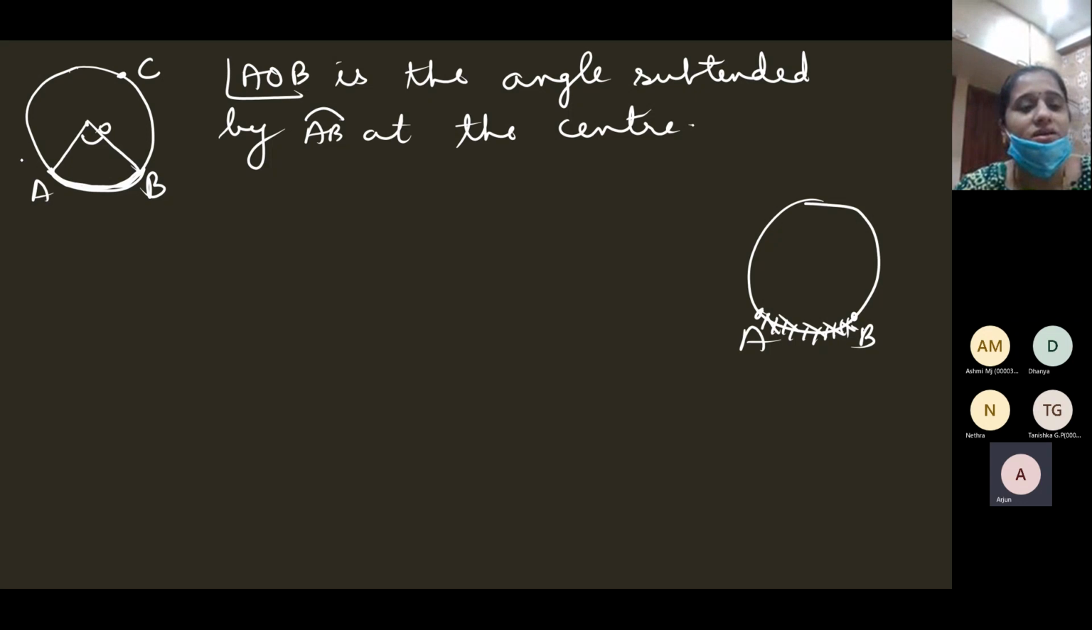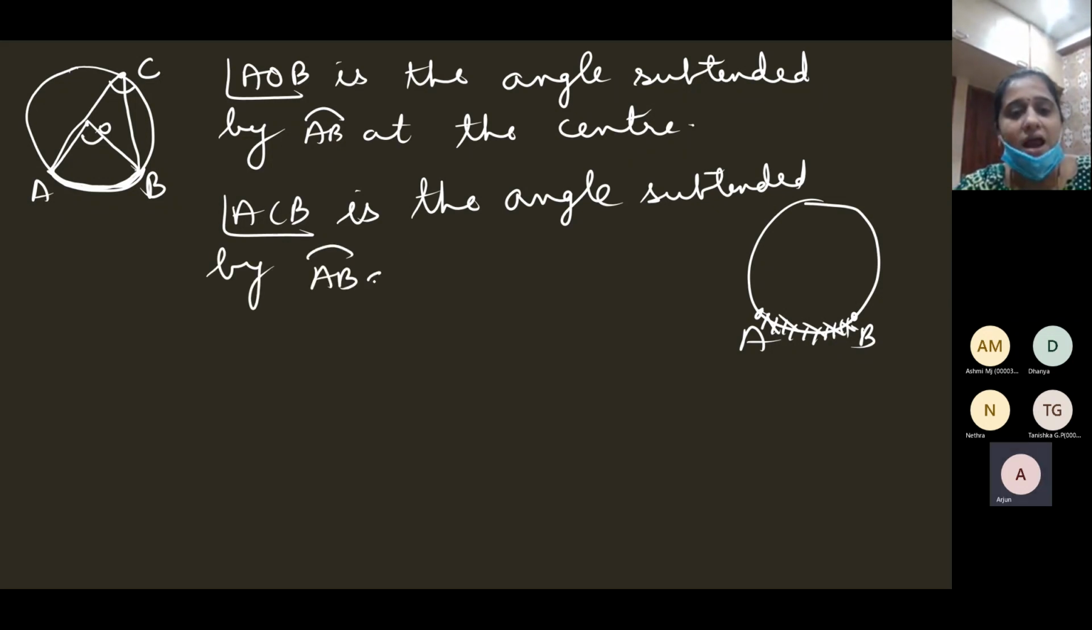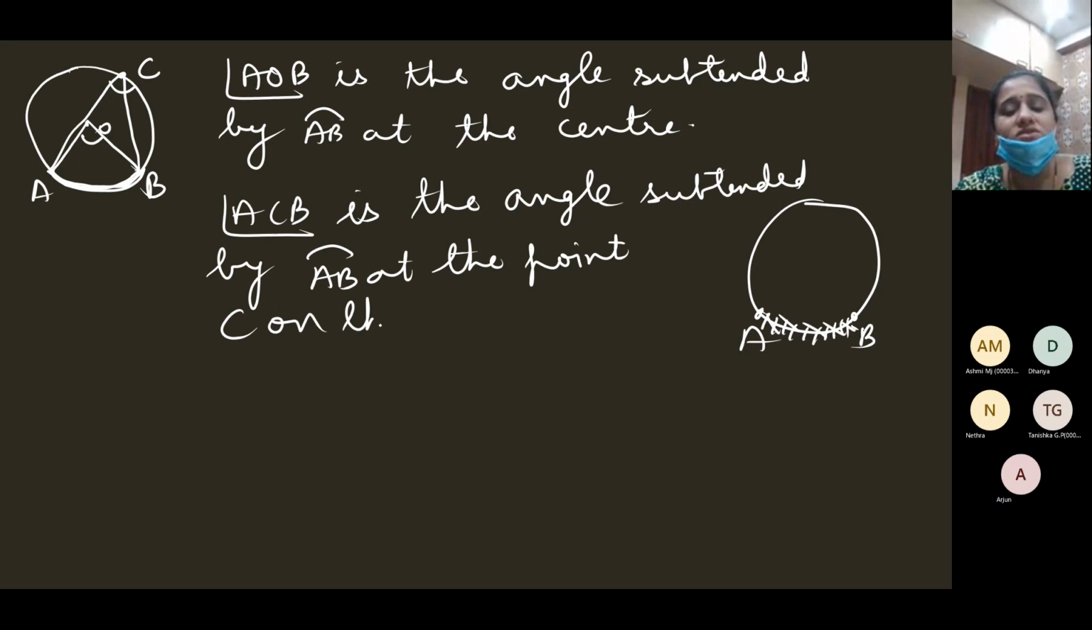Now again join the ends of the arc AB to C. Join A to C. Join B to C. Now angle ACB is the angle subtended by arc AB at the point C on the remaining part of the circle.